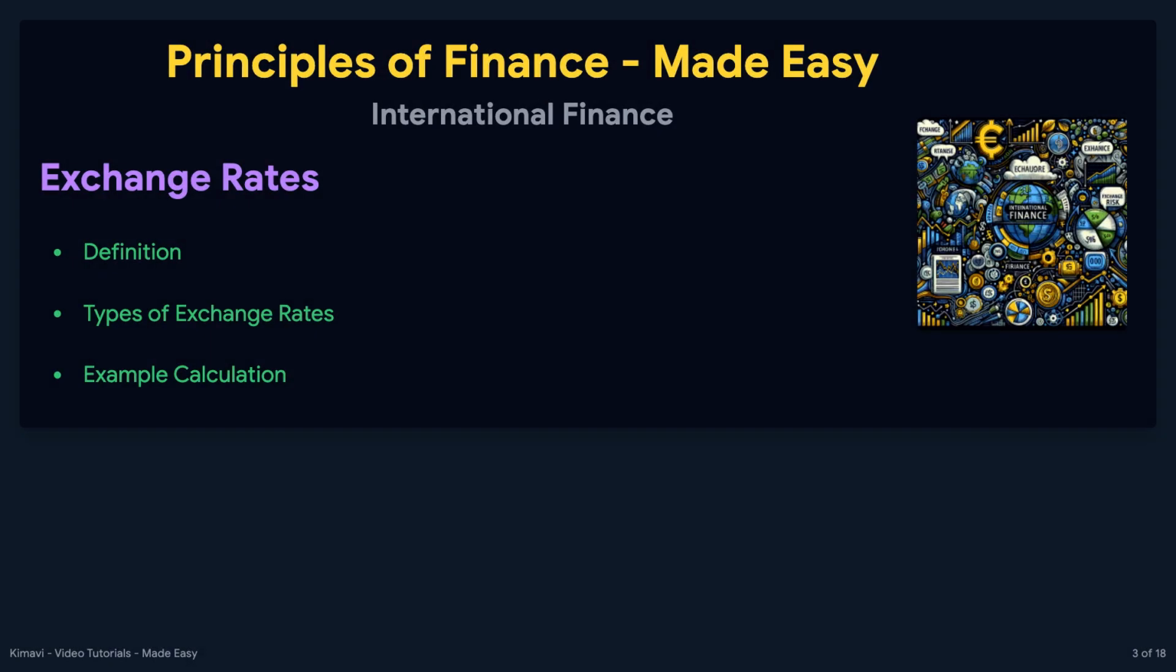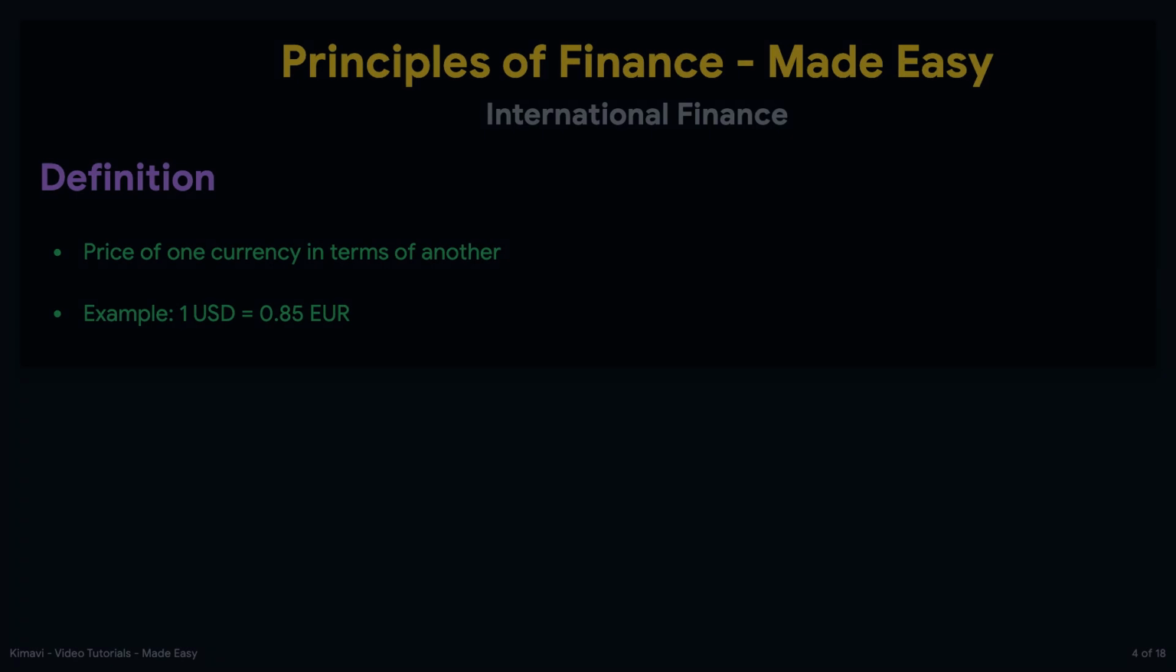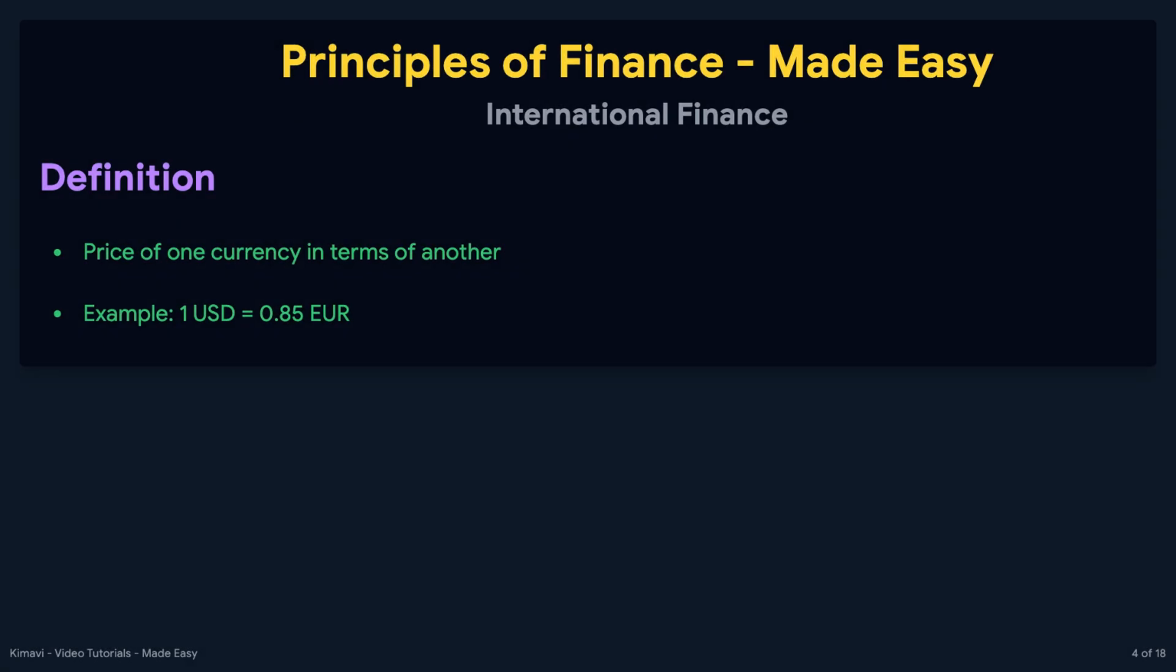An exchange rate is the price of one country's currency in terms of another currency. We will also look at the different types of exchange rates and see an example calculation. For example, if one United States dollar is equal to 0.85 euros, the exchange rate is 0.85 euros per USD.